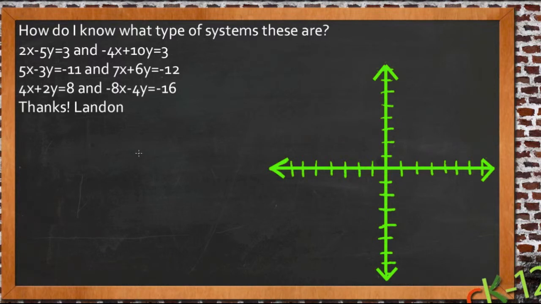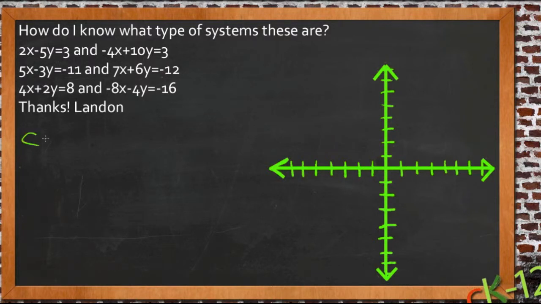So the topic of this lesson is identifying types of linear systems, and Landon sent me a question that fits right in with that, so we're going to go ahead and use it. He said he needs to know what type of systems these are, and he has three systems of equations here. Now we need to remember that there are three general types.